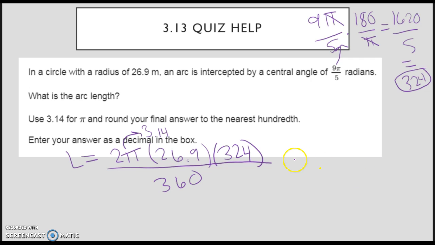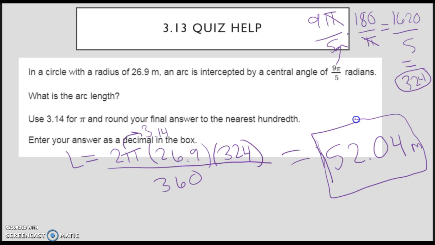And you should get about 152.038, so it rounds up to 152.04. And that would be in meters. So the arc length is 152.04 meters.